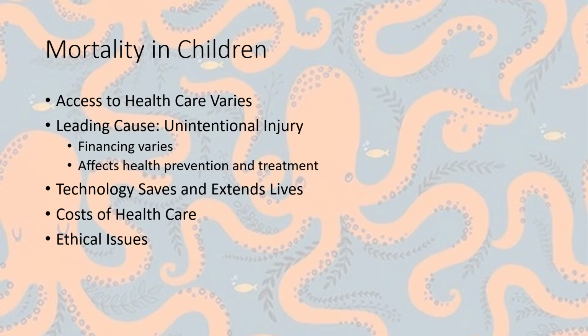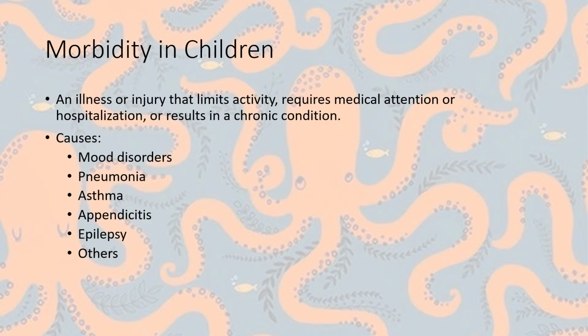And now I would say that we have some new medications out that could potentially extend lives of kids with cystic fibrosis into their 60s. So that's a great example of how the population changes that you might see with cystic fibrosis. Also, costs of healthcare is always going up, and there doesn't seem to be any end in sight to that. And then there's ethical issues that we'll talk about later with mortality in children.